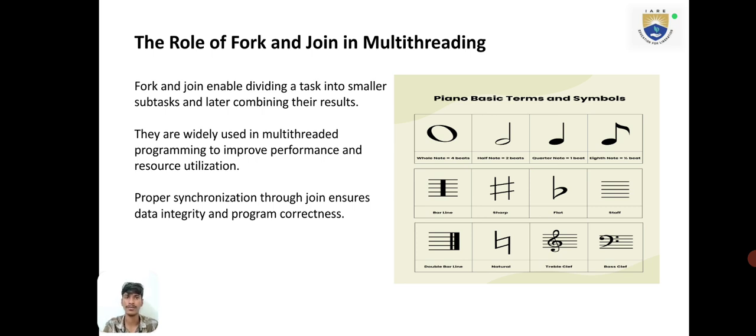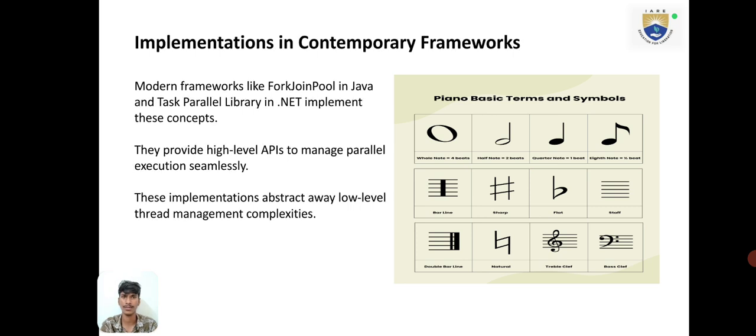They are widely used in multi-threaded programming to improve performance and resource utilization, mainly where the program task is very large. Therefore, they use fork and join to reduce the task into small subtasks. Proper synchronization through join ensures data integrity and program correctness.